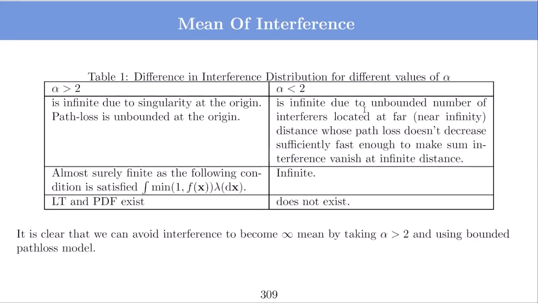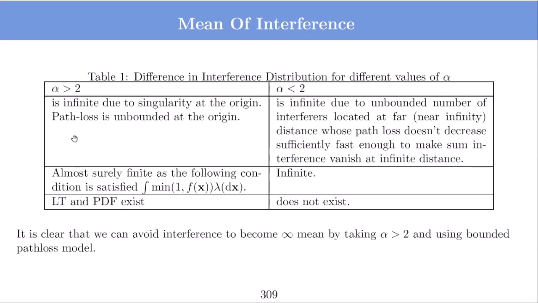So let us understand the difference of the interference distribution for these two cases. For alpha greater than 2, interference is infinite due to the singularity at the origin. Okay, path loss is unbounded at the origin, and that is the reason for this interference to be infinite. And for alpha less than 2, it is infinite due to an unbounded number of interferers located at far distance, whose path loss doesn't decrease fast enough to make the interference vanish at infinite distance.